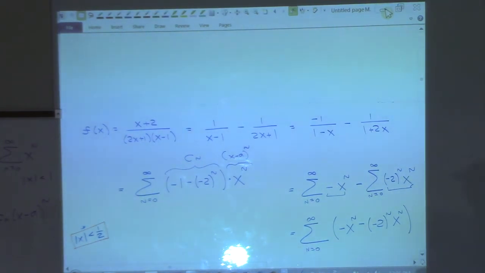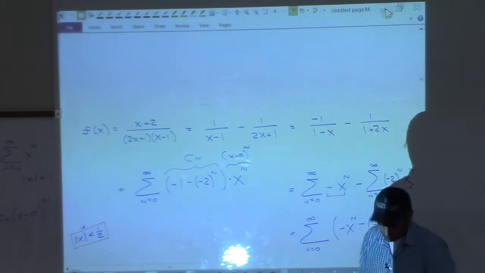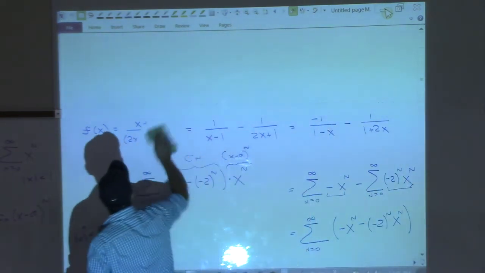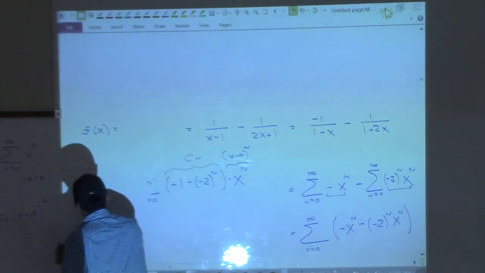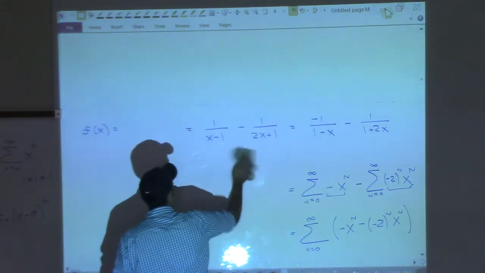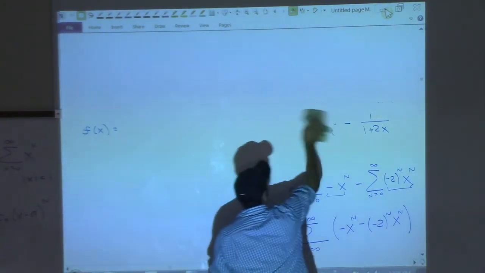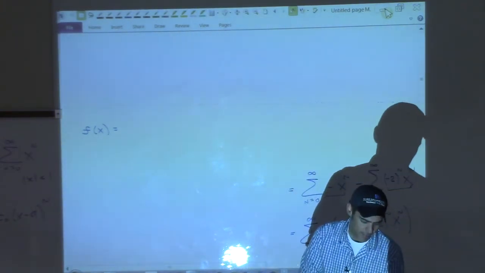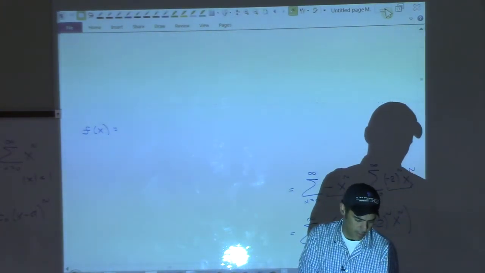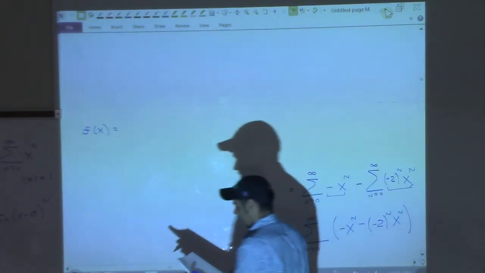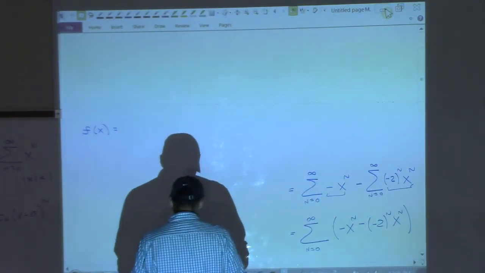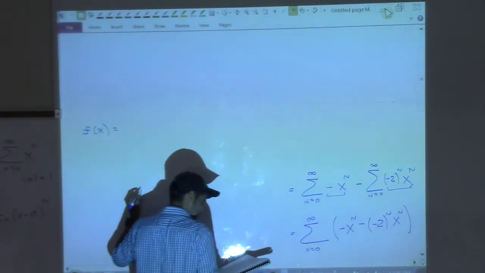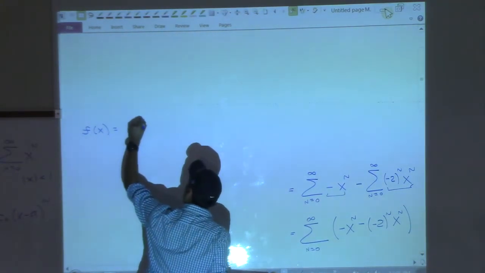All right, moving on. We're almost done with this, and we can move on to the next section. This is our last example. Save the best for last, though.